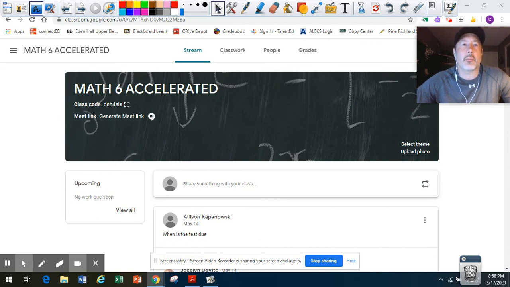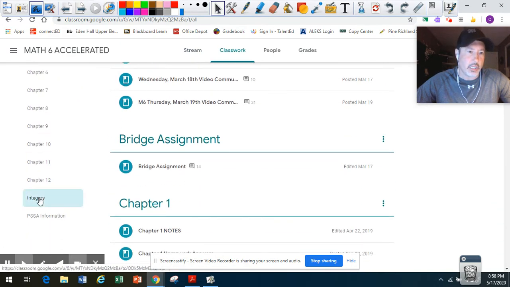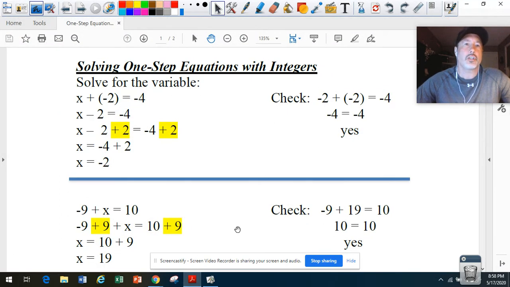So, today we're going to be working on one step equations with integers. We have already done the one step equations before, but now we're going to add our integers into everything. Let's see if we can find our notes. In your Google Classroom, go over to classwork. Scroll down to integers, click on that, and you will see your one-step equation notes.